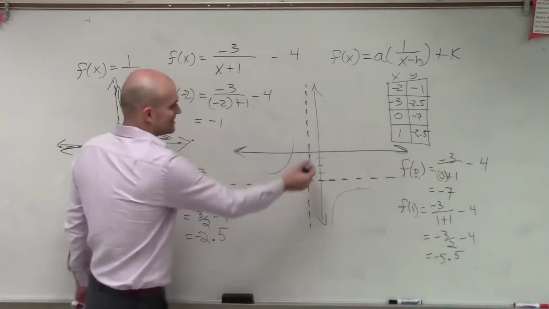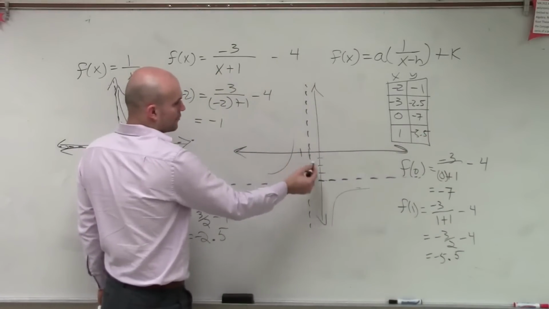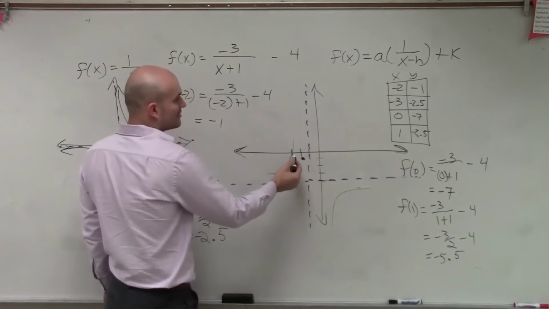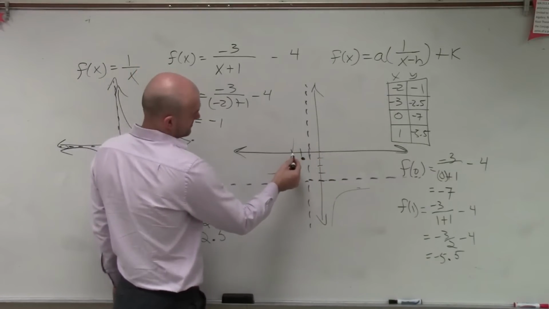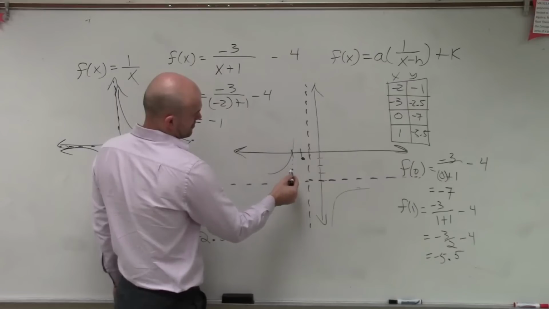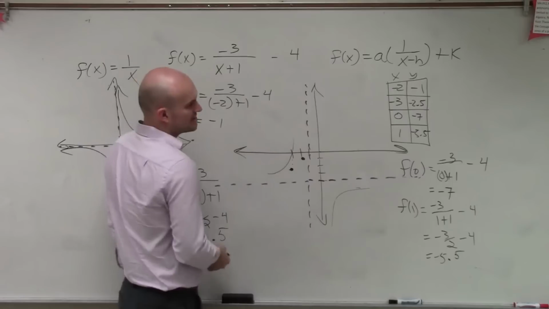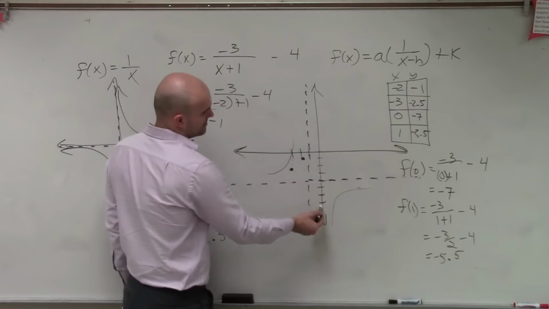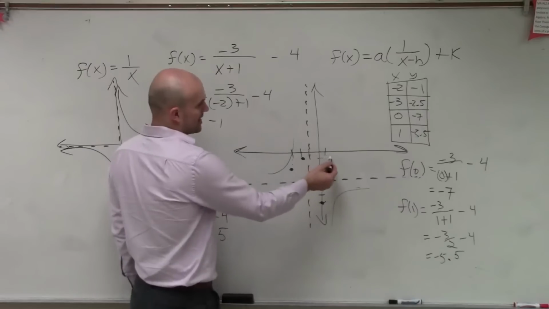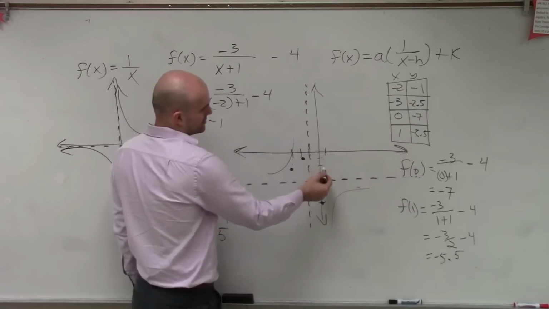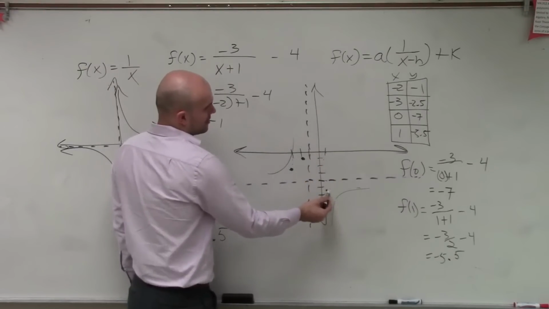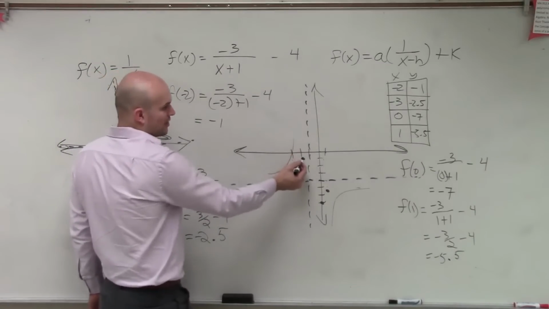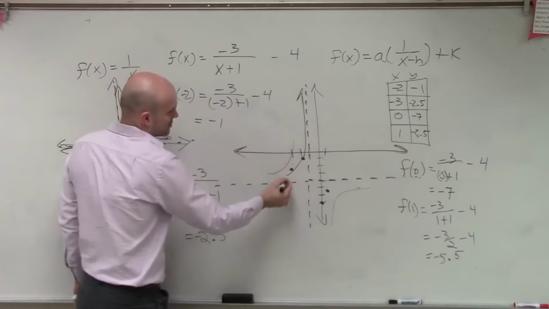So let's plot the points. At -2, we have -1. At -3, we have -2.5. Let's go and take a look at 0. At 0, I have -7: 1, 2, 3, 4, 5, 6, 7. And at 1, I have -5.5: 1, 2, 3, 4, 5. So what you guys can see is the actual shape. So remember, the graph has to go through these points and then approach each asymptote.